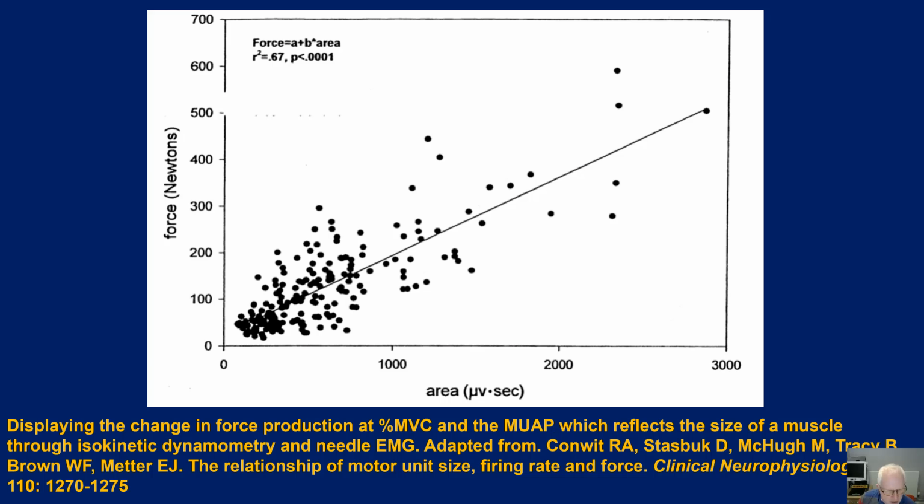Where we've got, for example, an area of about 1,000, you can see that they're producing around about 200 newtons. But if we go to the equivalent of, let's say, 2,000, we're going up to about 300 newtons. So you can see there's a proportional increase in the amount of force being produced relative to the amount of motor units, and therefore the amount of muscle mass that is being recruited for the generation of force.